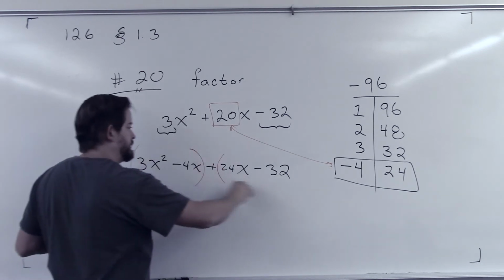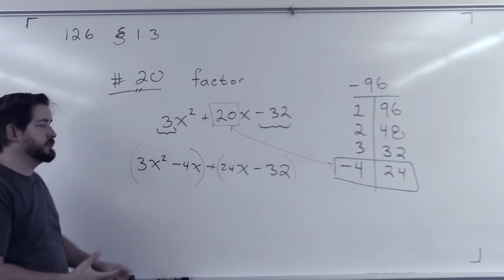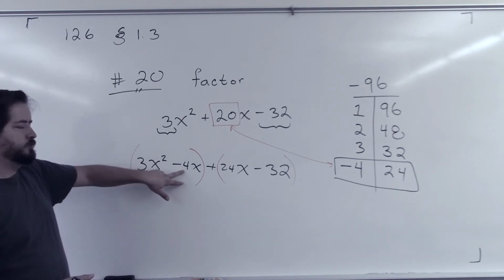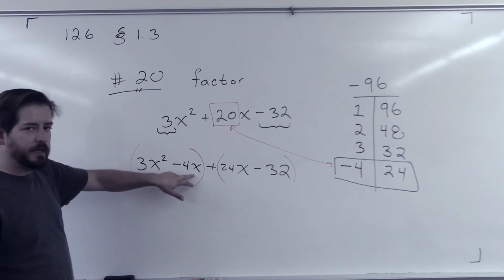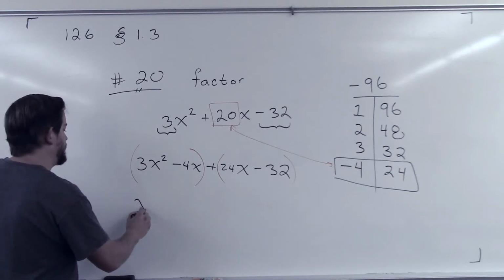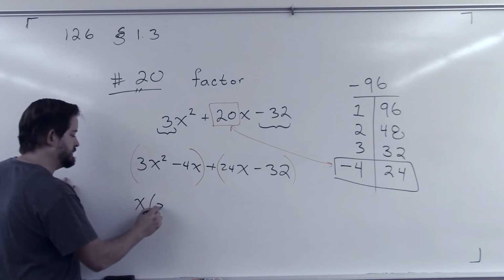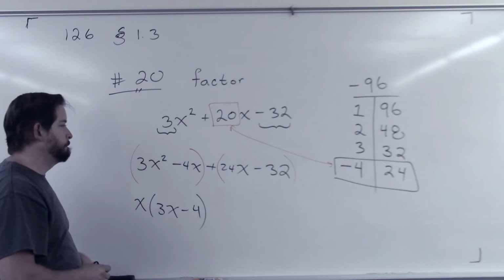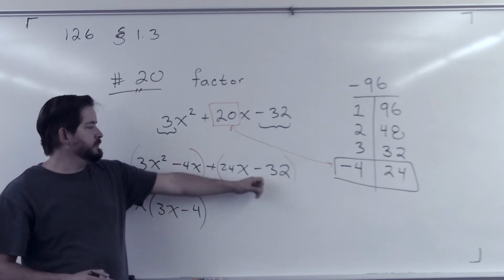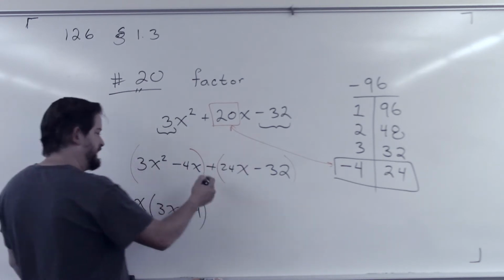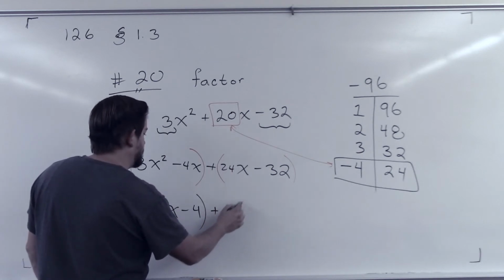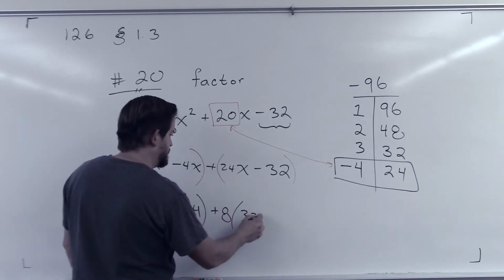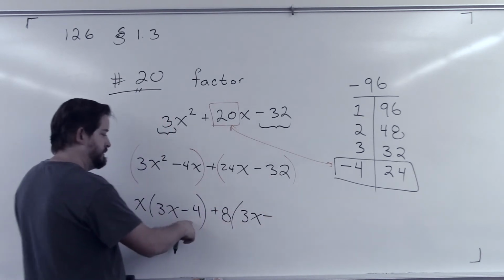Group the first two, group the second two, and pull out the greatest common factor from each group. I can't pull out a number, 3 and 4 have nothing in common, but I can pull an x. So if I factor out an x, that leaves me with 3x minus 4, right? What can I pull out of this guy over here? An 8, right? And that's it. So I pull out an 8. 24x divided by 8 gives me 3x. 32 divided by 8 gives me 4.